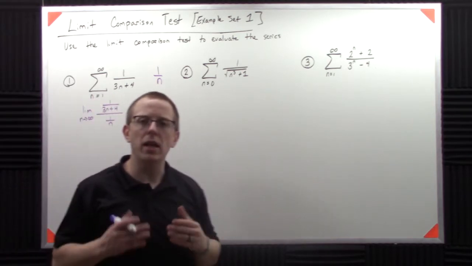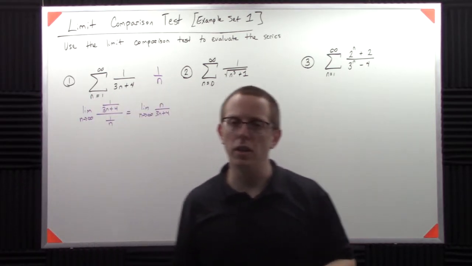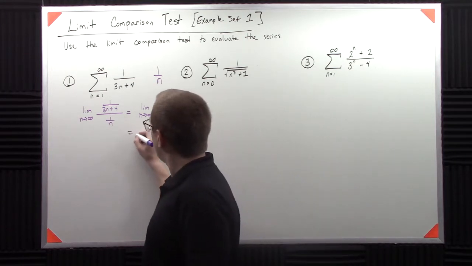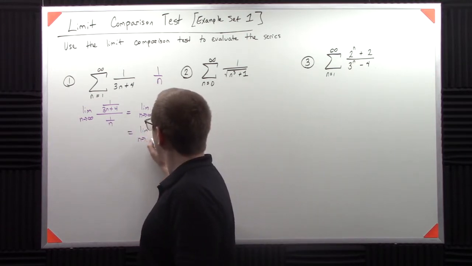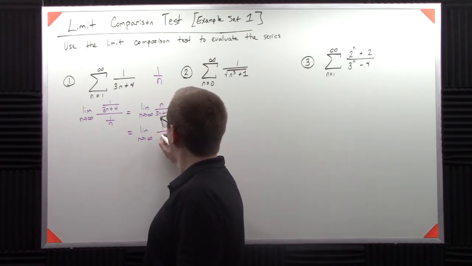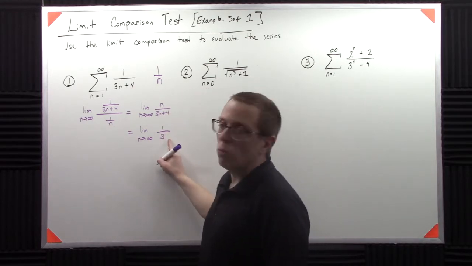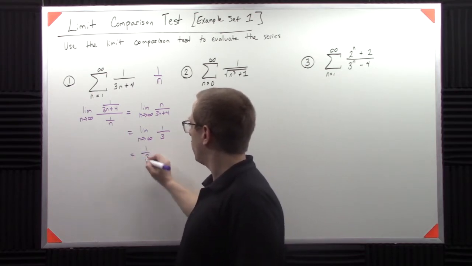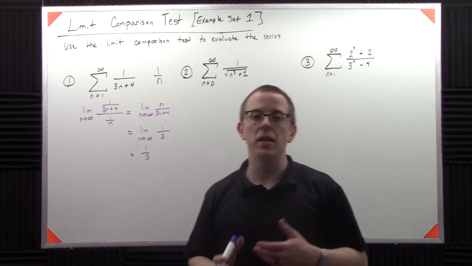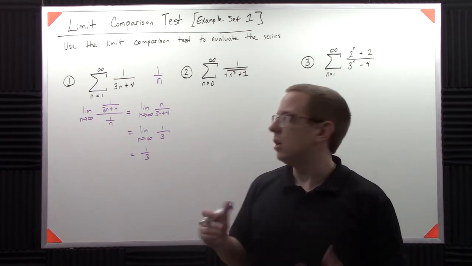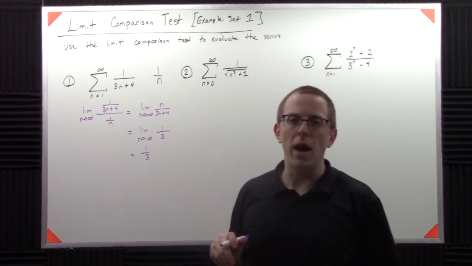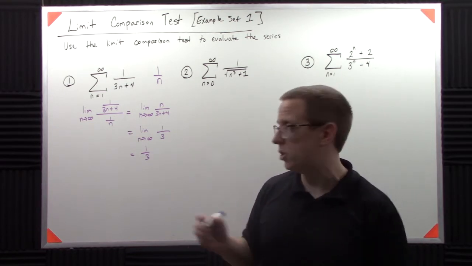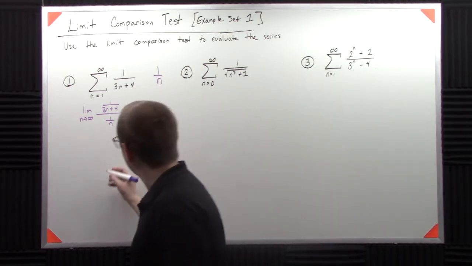Now if you take a look at that limit, that's an infinity over infinity limit. So this is a really good example to use L'Hopital's rule. We get the limit as n goes to infinity of 1 over 3. Well, now we have something that doesn't depend on n, so we get 1/3. Now the limit comparison test says, well, that's a positive value and it's finite, so these things diverge together or they converge together. So let's take a look.